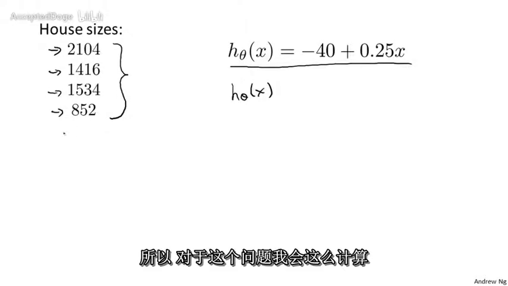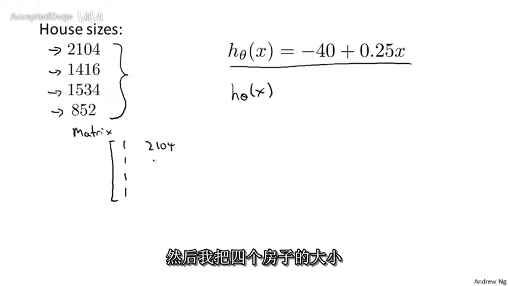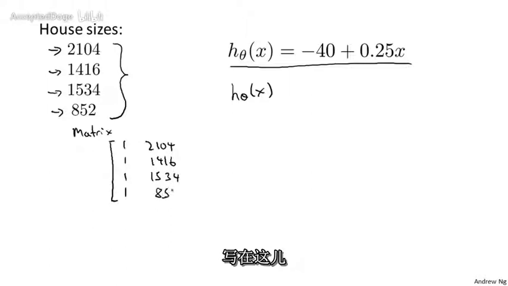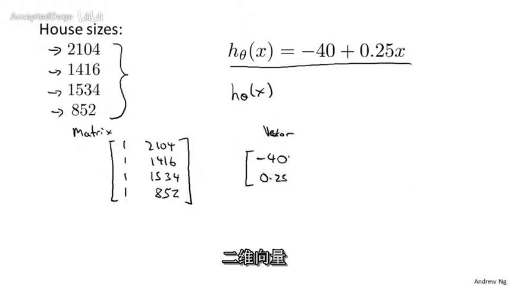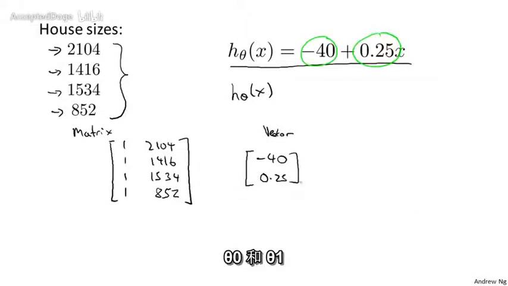So here's how I'm going to do it. I'm going to construct a matrix as follows. My matrix is going to be 1, 1, 1, 1 times, and I'm going to write down the sizes of my 4 houses here. And I'm going to construct a vector as well. And my vector is going to be this vector of 2 elements. That's these minus 40 and 0.25. That's these 2 coefficients, theta 0 and theta 1.